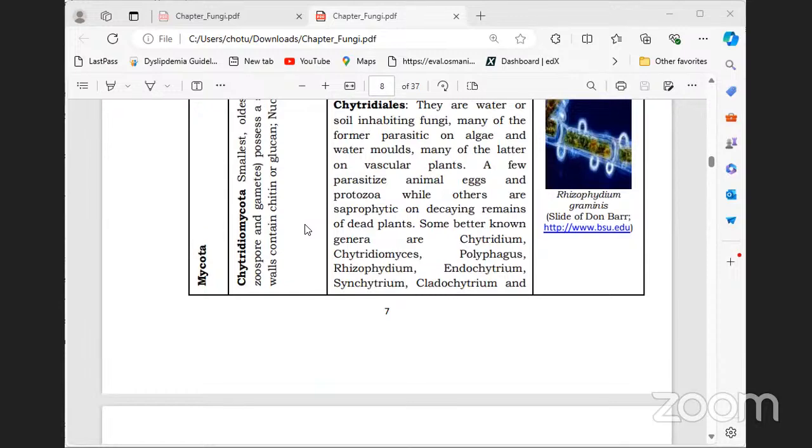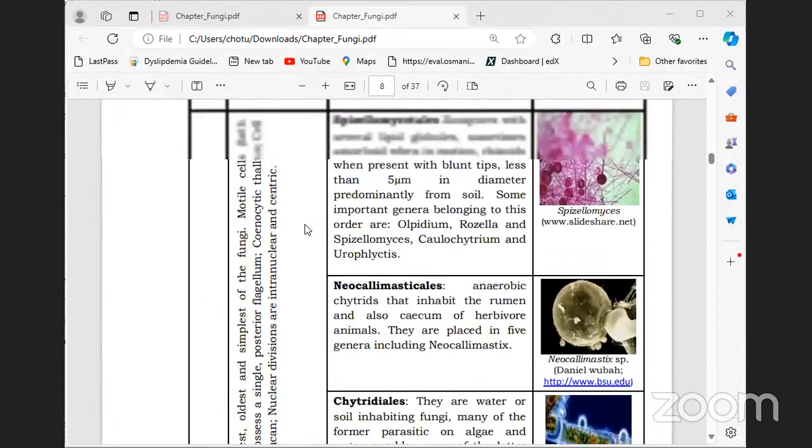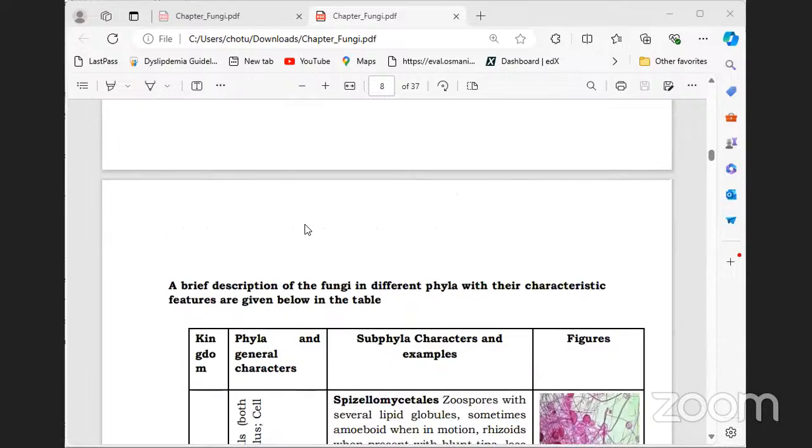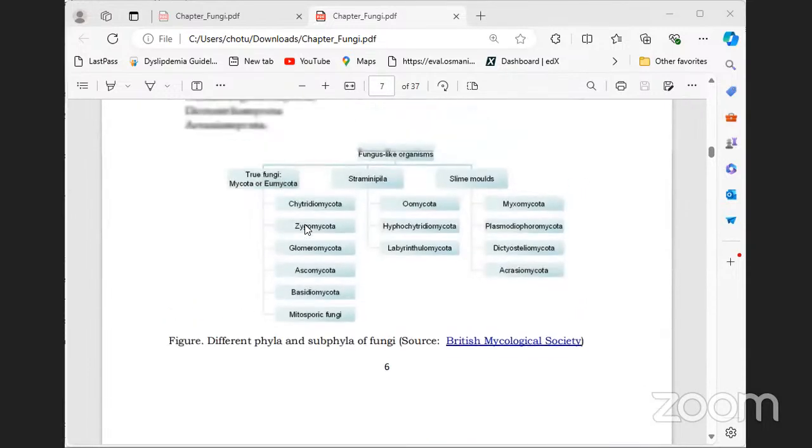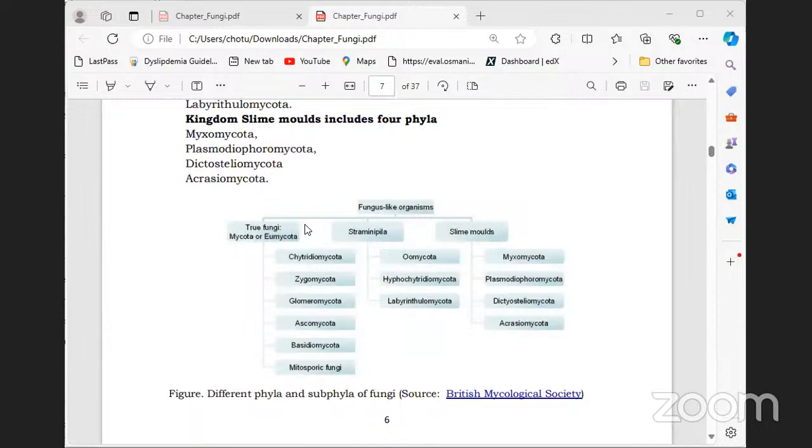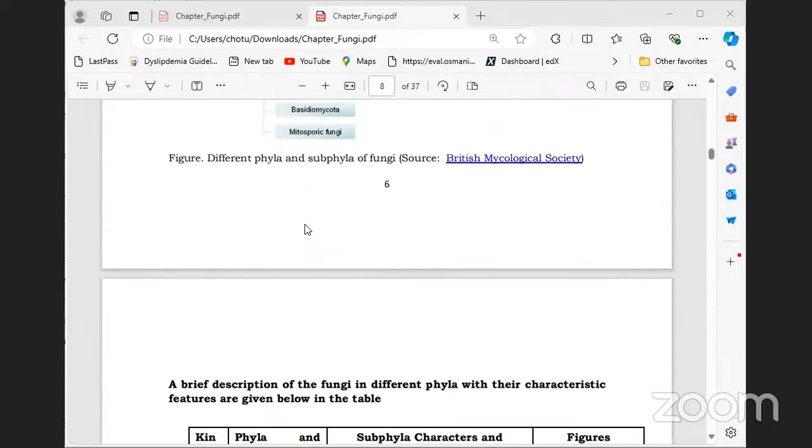Eumycota means true-walled fungi. What is the Eumycota? True-walled fungi are present in it. In the Mycota, true-walled fungi are totally absent, though sometimes you can observe them. This is the main difference between the Mycota and the Eumycota.